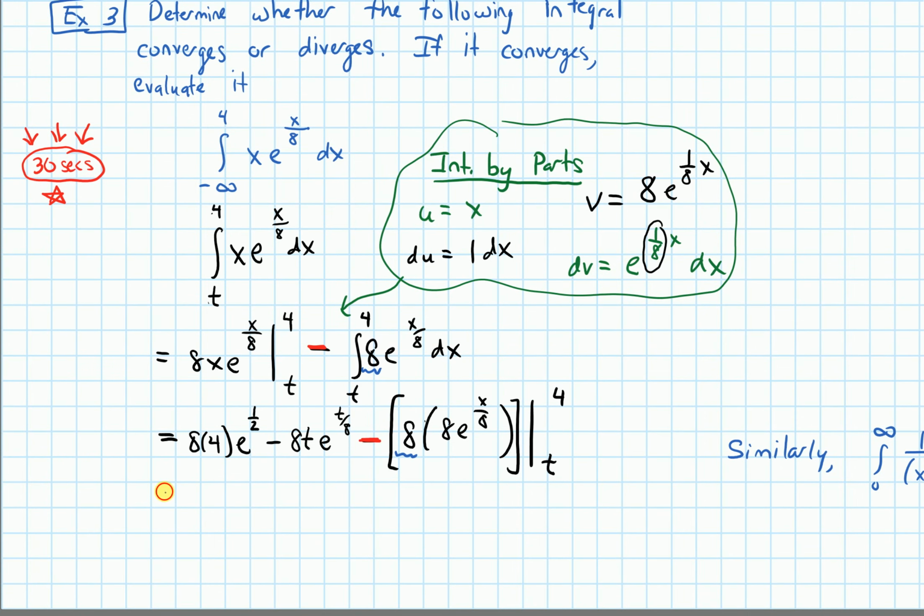Okay, so what does this equal? We get 32 e to the 1/2, which is square root of e, and then minus 8t e to the t over 8, minus, and now 8 times 8 is 64, so we'll get 64 e to the 4 over 8, which is e to the 1/2. And then minus, when you plug t in, we'll get 64 e to the t over 8.